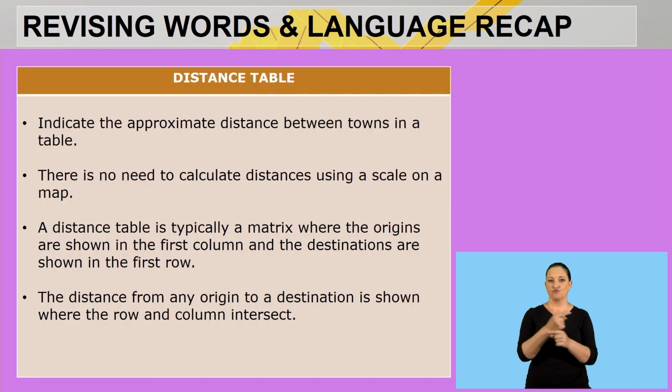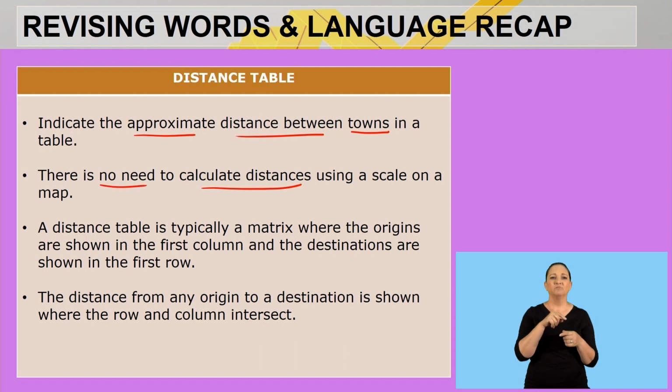All right, and then we also looked at distance tables. We indicated here that a distance table indicates the approximate distance between towns in a table. Also important, there is no need to calculate distances, no need to use a scale on a map.